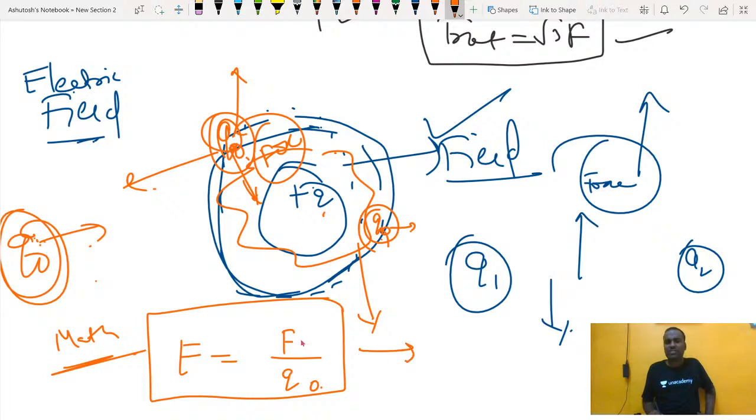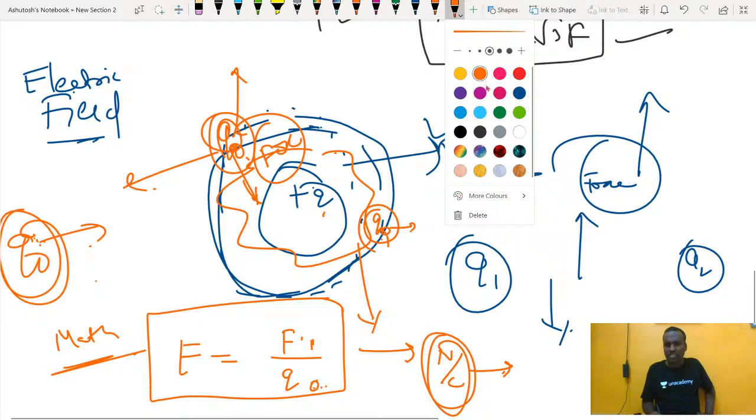So the electric field intensity is equal to force per unit positive test charge. The unit of electric field intensity is newtons per coulomb.